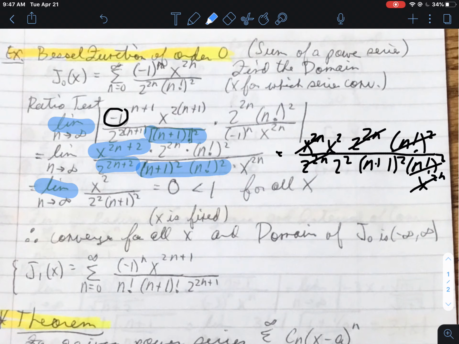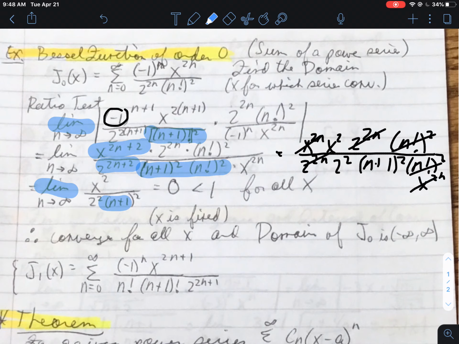Now, as n approaches infinity, that's going to go to 0, right? Because the only n I have in this thing is here. So as n approaches infinity, that's going to go to 0. I don't care what the value of x is. That's not going to change a thing. So this is equal to 0 for all values of x.